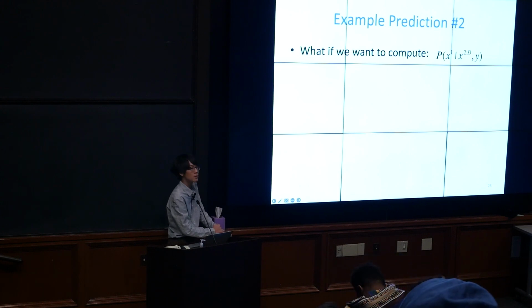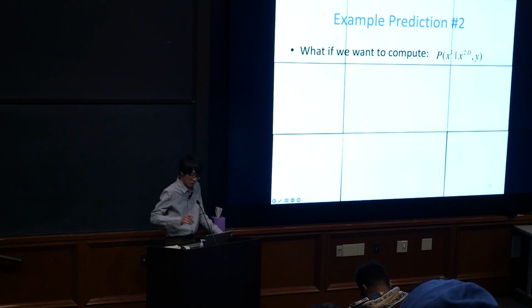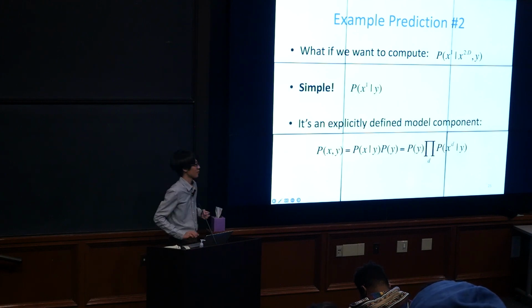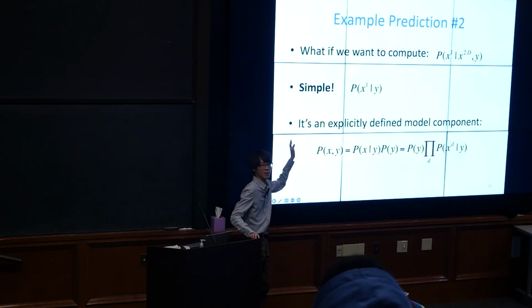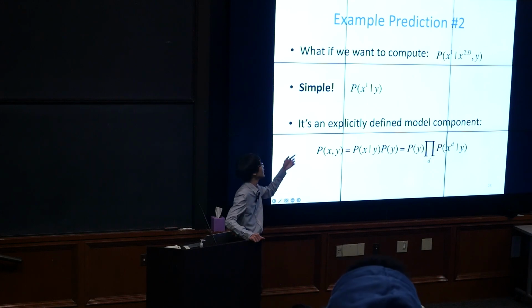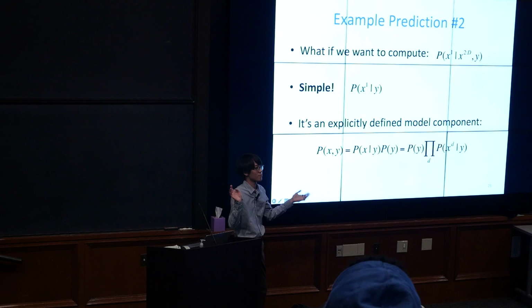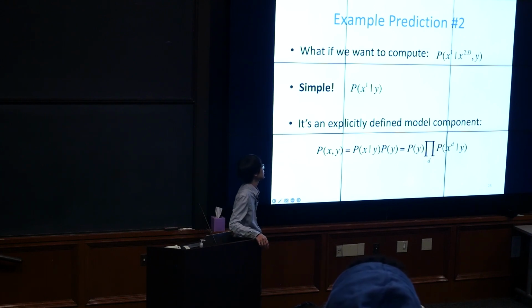Does anyone want to guess? The reasoning is correct, and the result is right. Correct. Because of the independence assumption, because we're assuming that each element of x is not conditioned on each other at all, this just collapses down to the probability of x1 given y.